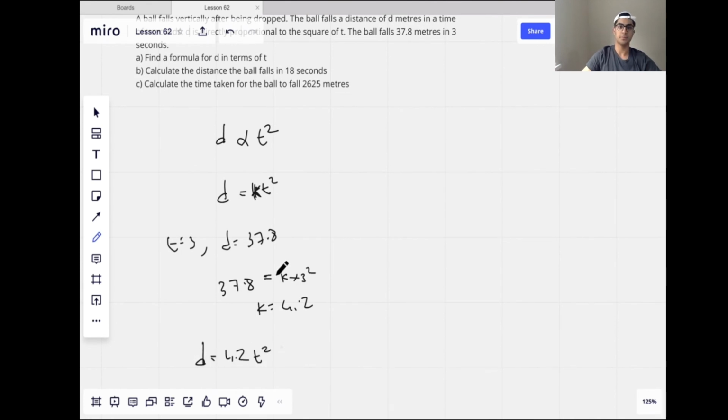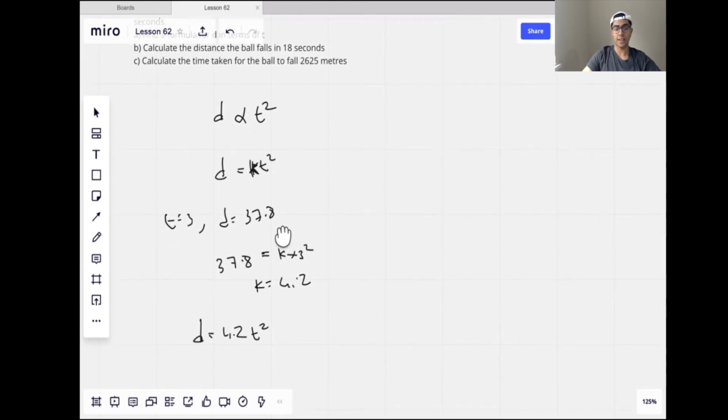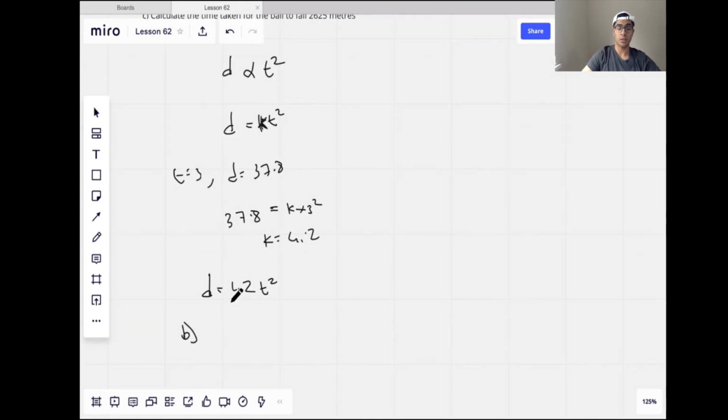Calculate the distance the ball falls in 18 seconds. Well, now that we've got this formula, we just have to plug the number in. So when t is equal to 18, d will equal 4.2 times 18 squared. Using a calculator, 1,360.8 meters. And then part c is to calculate the time taken for the ball to fall to 2625 meters.